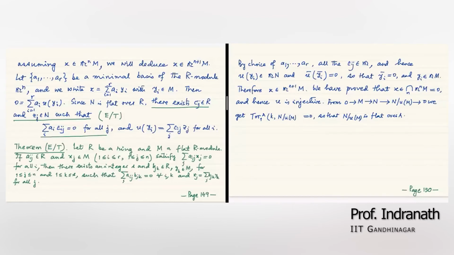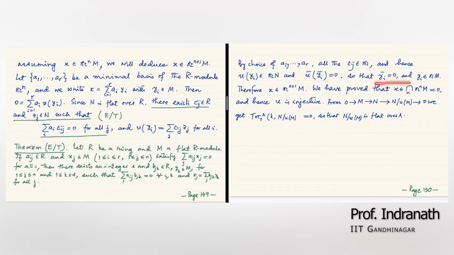The ai's are generating m to the power n. If some Cij is not in m, it is a unit. So from this equation, summation ai Cij, we can express one of the ai in terms of the other ai's. Very good. So that's exactly where you are using the minimality, as he was trying to say. And therefore your uyi's belong to m n. That is clear, because they are all in m. And your u(yi bar) is 0, so this is 0 and yi belongs to m n.